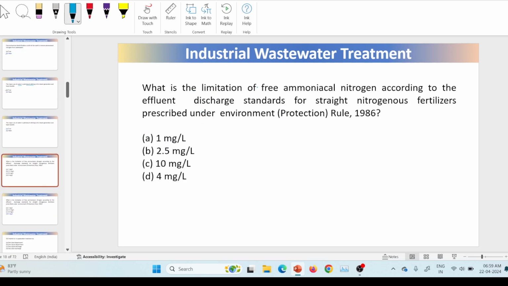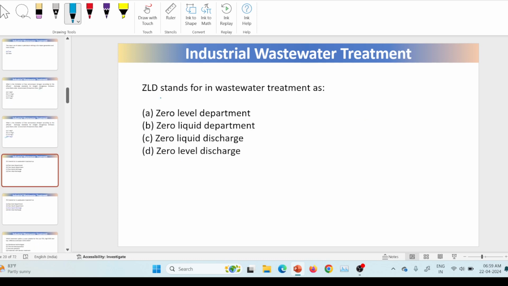What is the limitation of free ammoniacal nitrogen according to the effluent discharge standards for straight nitrogenous fertilizers prescribed under the Environment Protection Rules, 1986? This is 4 milligram per liter. ZLD in wastewater treatment stands for zero liquid discharge.